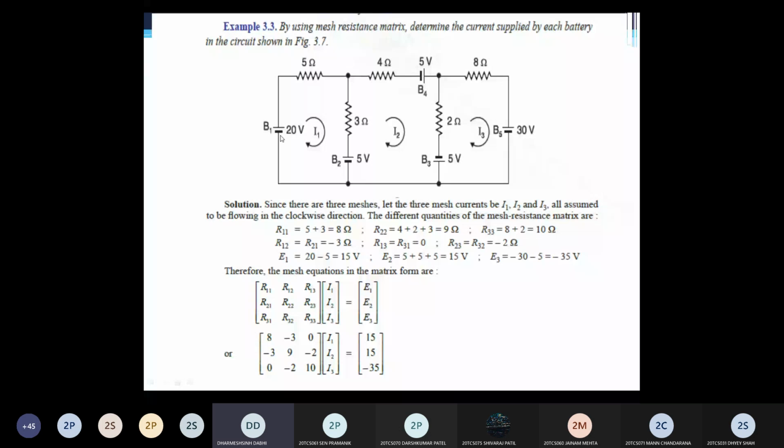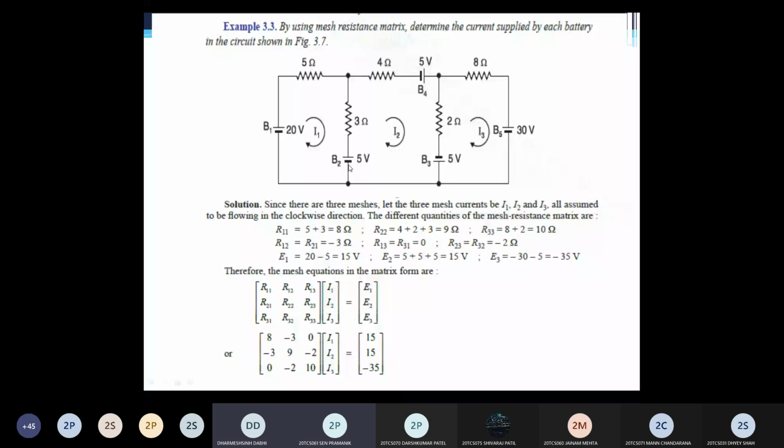So how much current is flowing into the battery B1? I1. Okay. So your first answer is the current flowing into the battery B1 is the same as your I1, which you have already found by the mesh analysis. Same way, what is the current flowing into the battery B2?